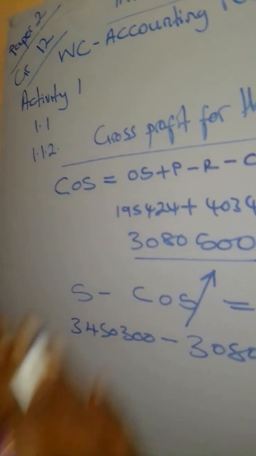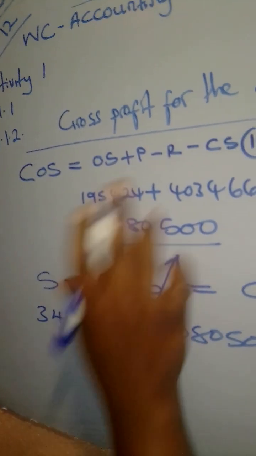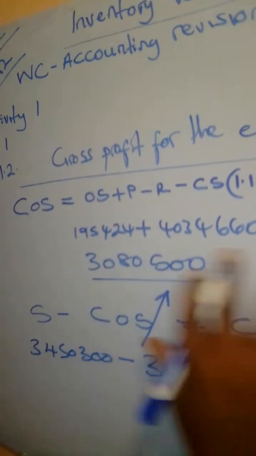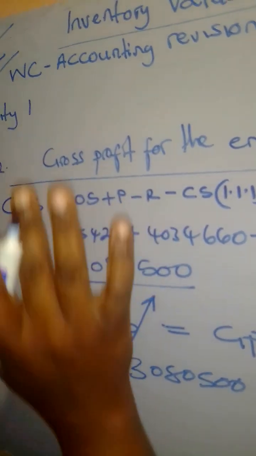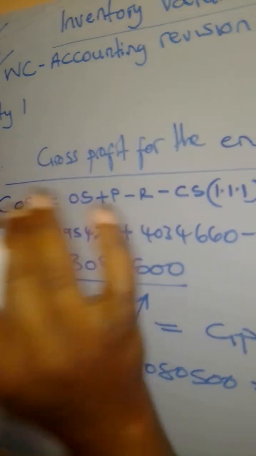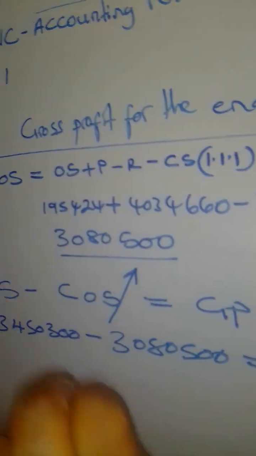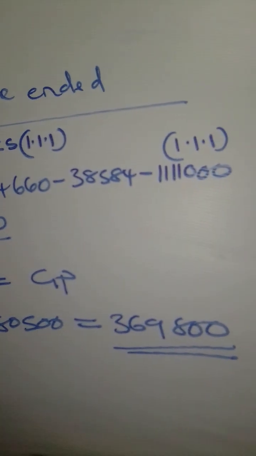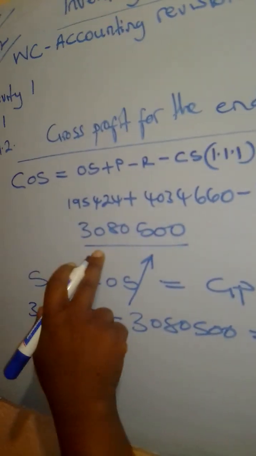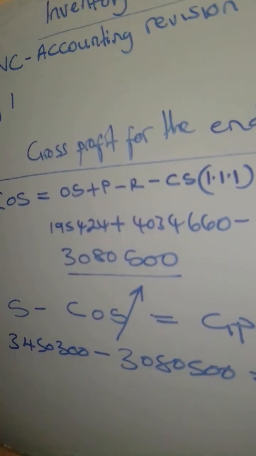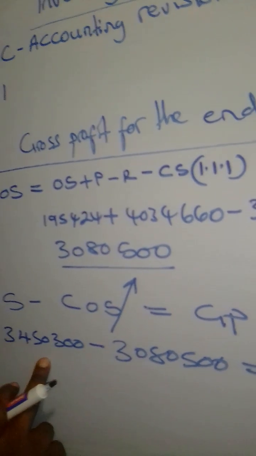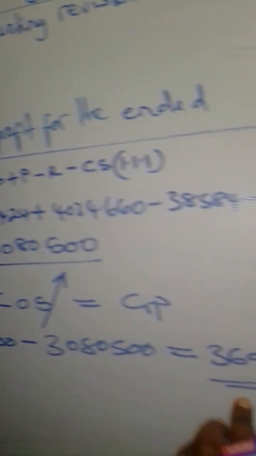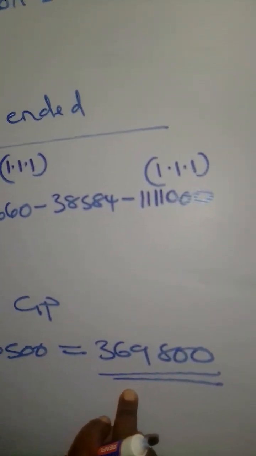So if you look at my calculation carefully, the first thing that I did was to calculate the cost of sales. This is how you calculate the cost of sales. The formula: opening stock plus purchases minus returns minus the closing stock we calculated in 1.1.1. Then we would get a cost of sales of 3,080,500, which we subtract from the sales figure that is given of 3,450,300 to get a gross profit of 369,800. Thank you.